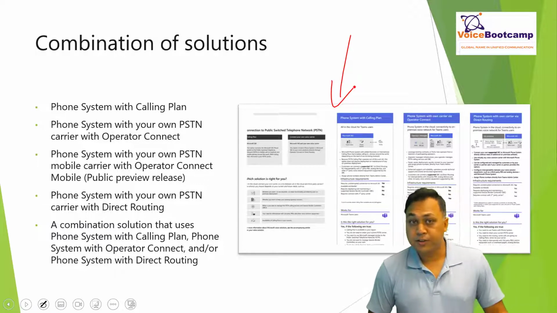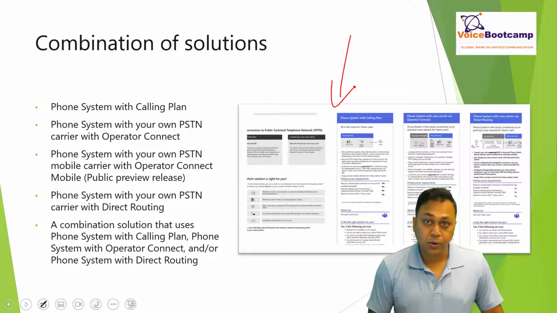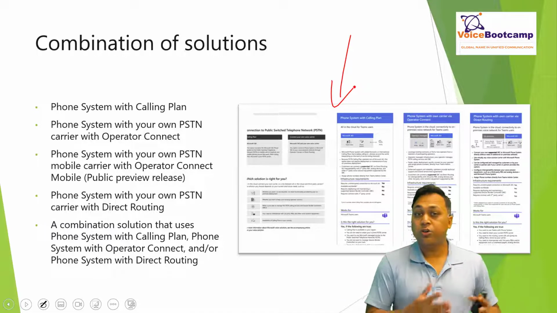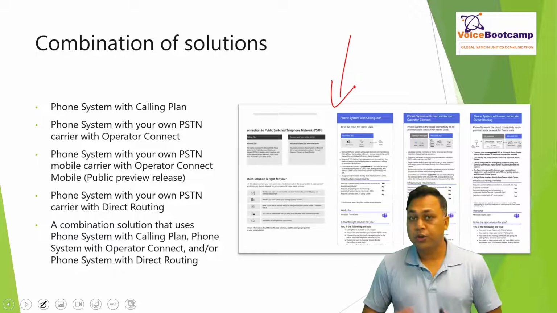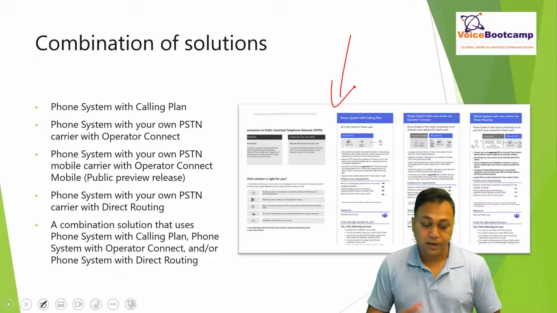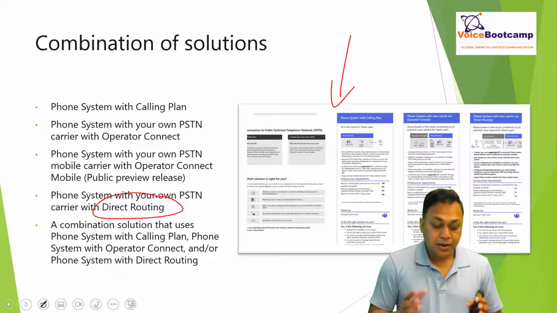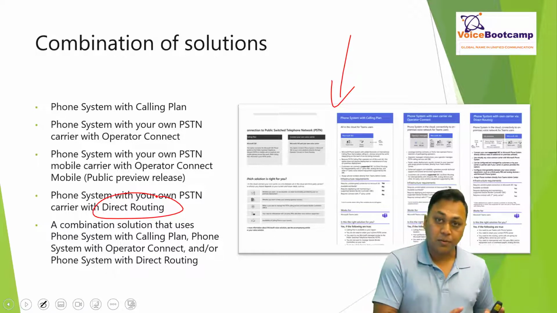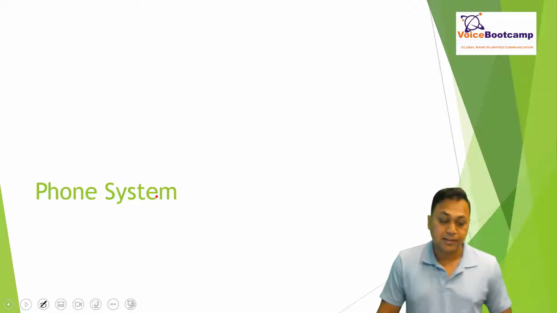You could have a phone system with your own PSTN, like your local gateway. It is possible for some organizations that they have already invested a lot of money in a local PSTN, and they want to continue to use that either for a longer or shorter period of time, it doesn't matter. That would be called direct routing. And then there are combination solutions where you have some Microsoft calling, some operator, and some direct routing, depending on what your environment needs.